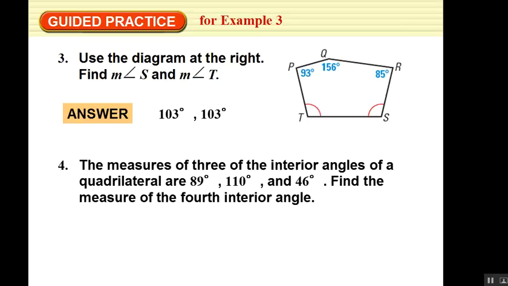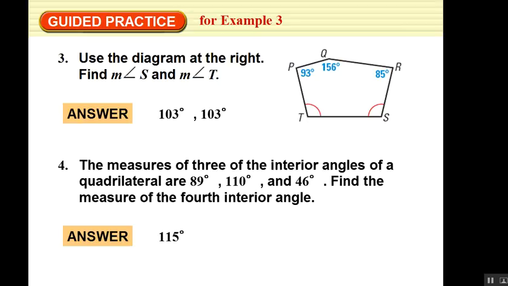Solve the equation, add the angles. 93 plus 156 plus 85, that's 334. Subtract that from 540. You should get the measure of the angle by dividing by 2. You're going to get 206. Divide by 2. That's going to be 103.